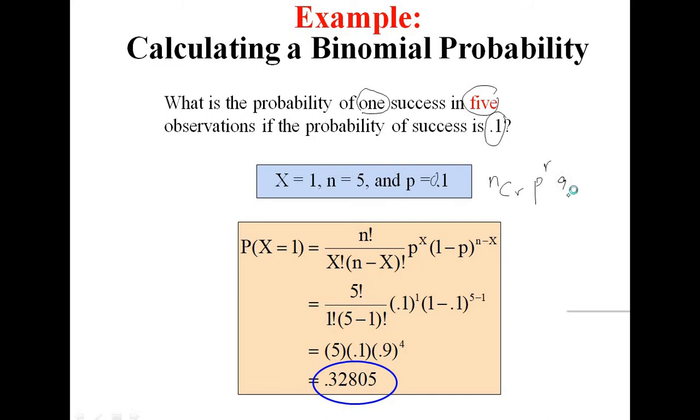If you want to use this, we can use P power r, Q power n minus r, where r is equivalent to x. I just changed the symbol. So here it will be 5C1, the probability is 0.1 power 1, and then 1 minus 0.1, which is 0.9, power 5 minus 1. So that is 5C1 times 0.1 power 1 times 0.9 power 4. We will get the same answer.